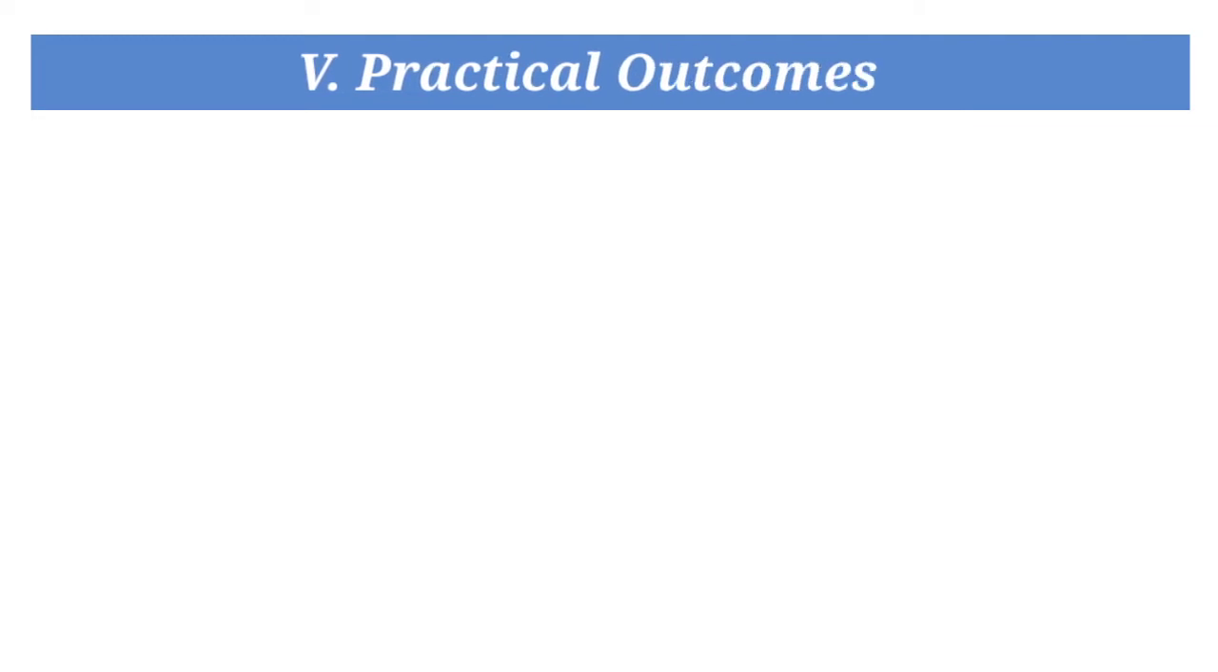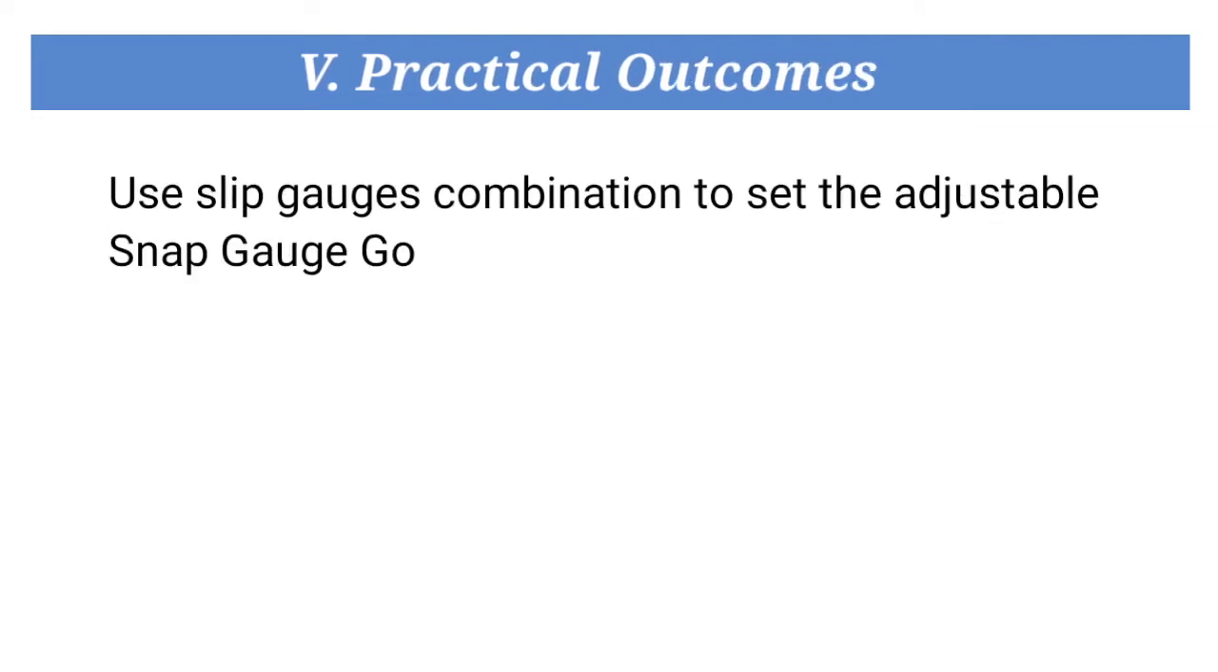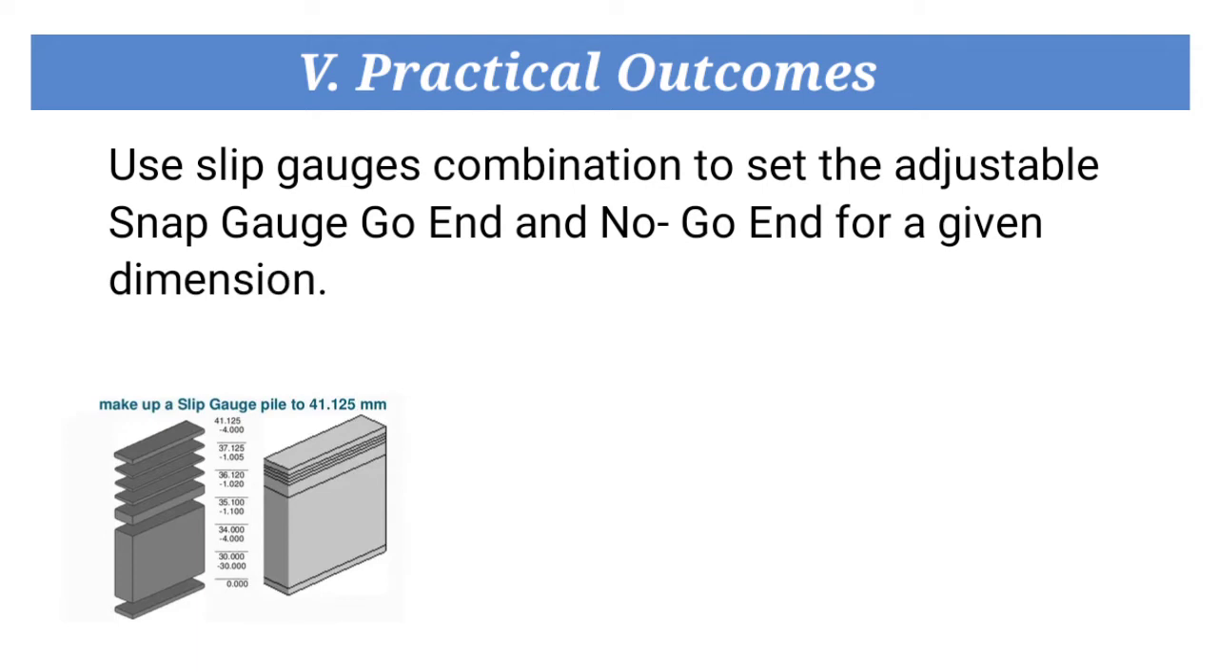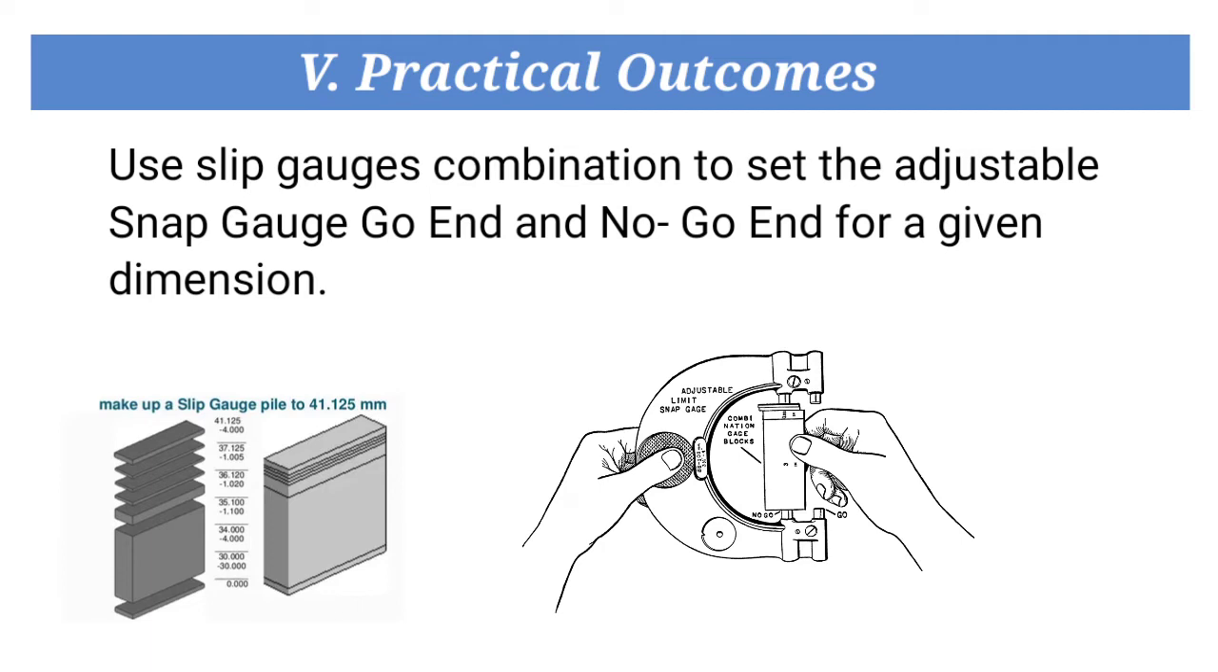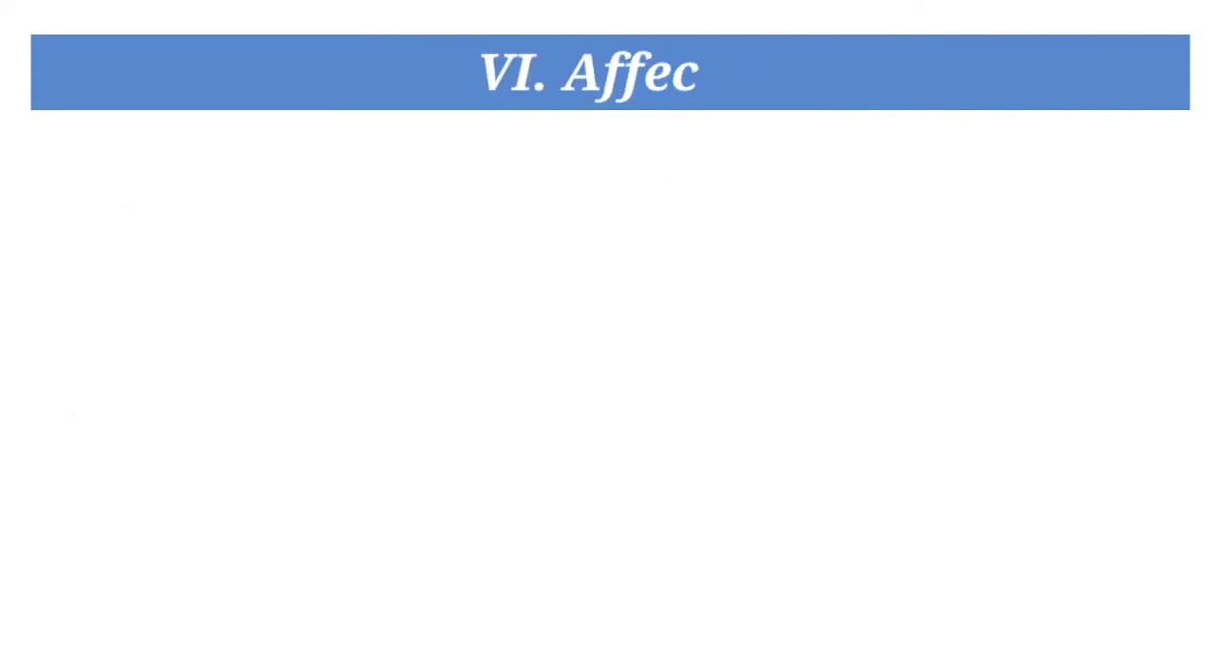In mass production or from an inspection point of view, instead of conventional measuring instruments such as vernier scale and micrometer, one should prefer the use of slip gauges and snap gauges for accurate and precise inspection purposes. After performing this practical, the practical outcome is that you should be able to use slip gauge combinations to set the adjustable snap gauge with a go end and no go end for a given dimension.